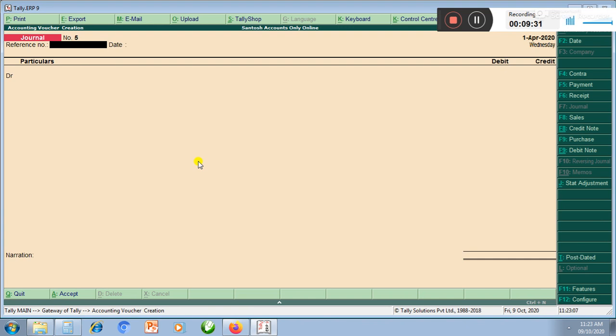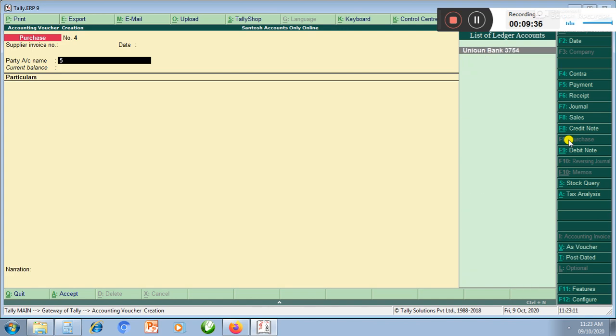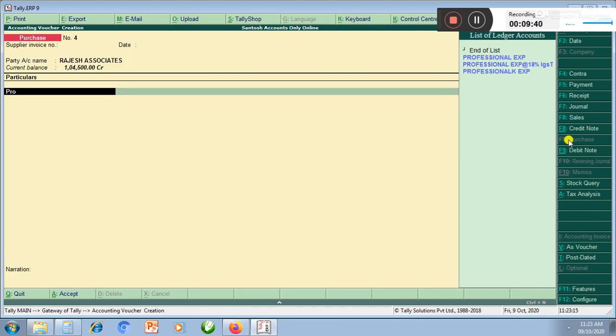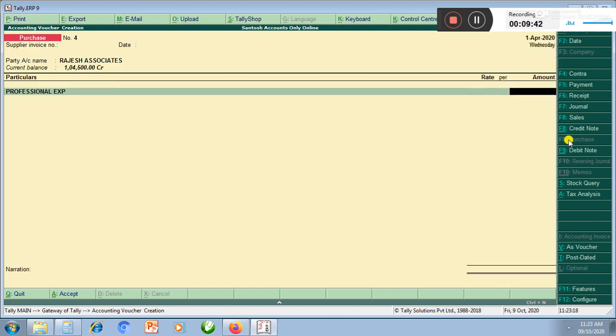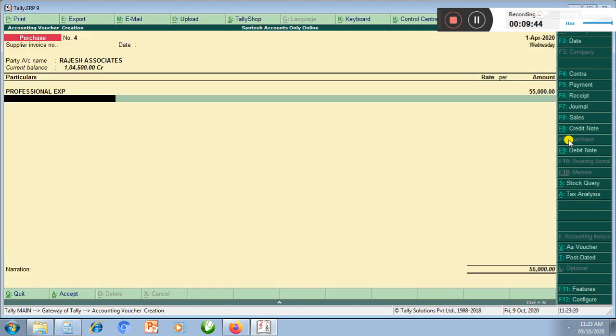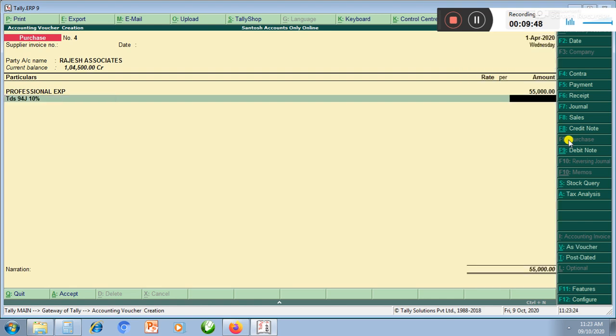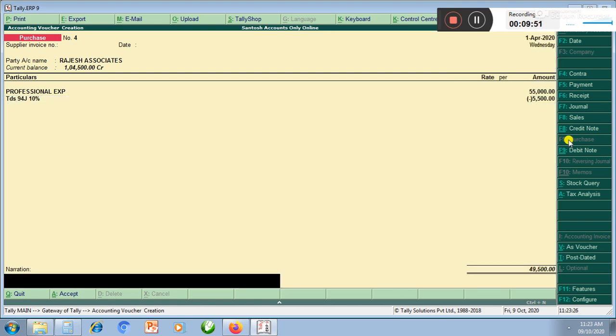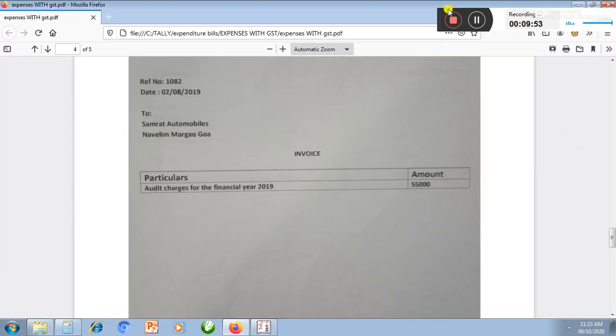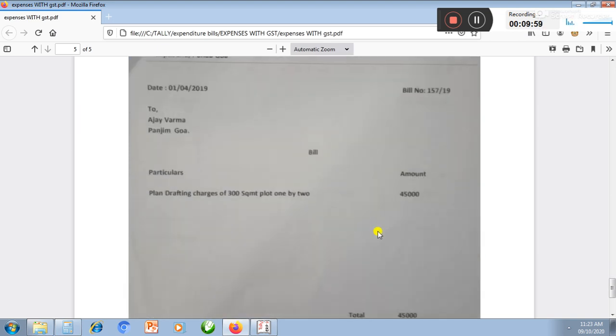Even in purchase also you can pass. If you want to try in purchase, it will be like this. So Rajesh Associate, then professional expenses, that is 55,000, and then TDS 94J 10% minus 5,500. Practice both the sides. Okay, this is also Sumuk and Company, Architect, again a professional, you know, CA, architect, all those are professional.